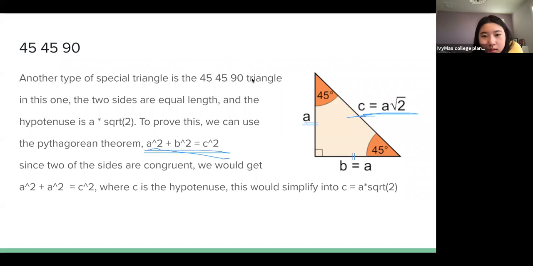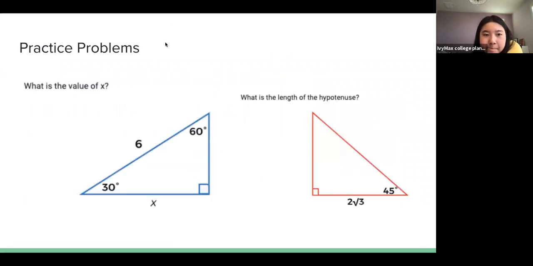Okay, so let's go ahead. Alright, so here are two practice problems. Feel free to try them out on your own first.